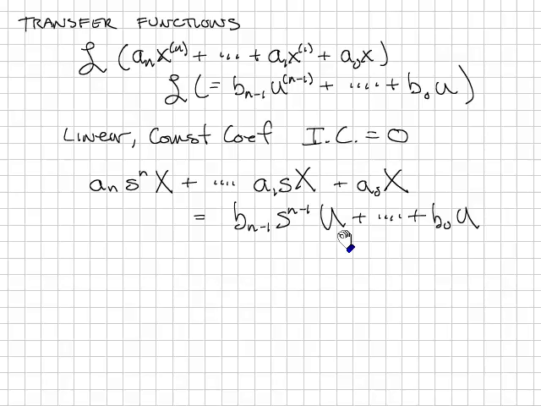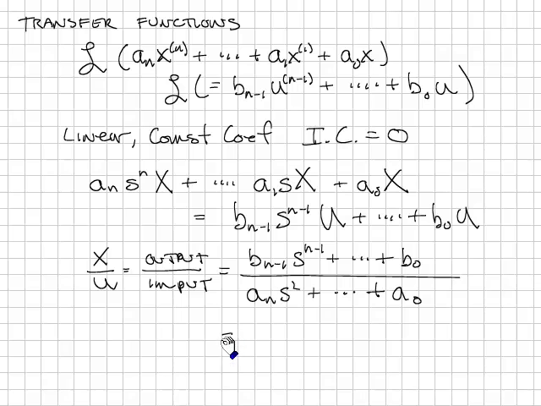To get the transfer function, we solve for the output over input relationship, or X over U. That's the output over the input, and that has this form. This is a numerator in s over a denominator in s, where these are both polynomials in s. s is the Laplace variable.